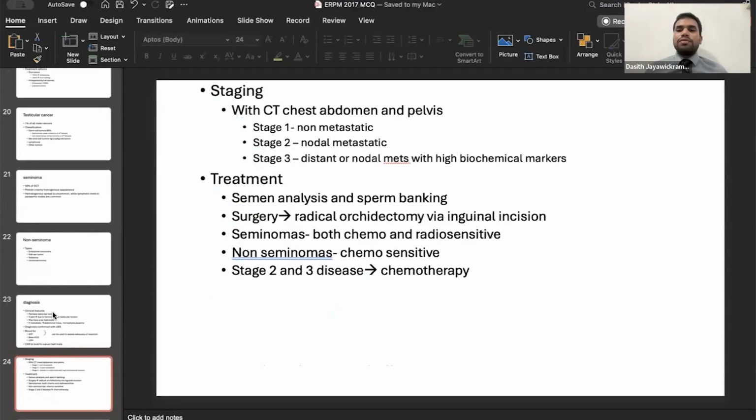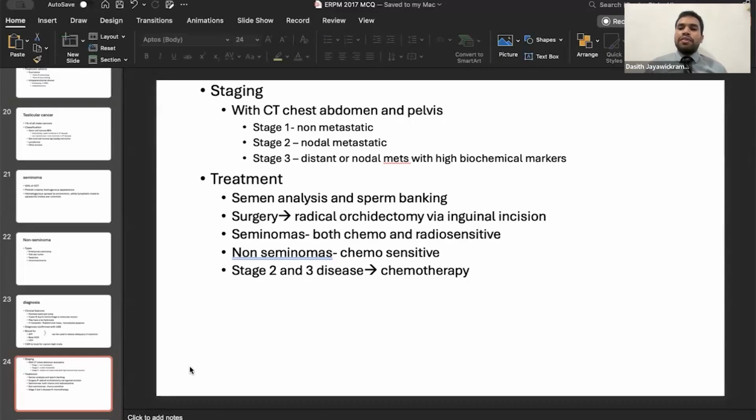Okay, and we stage these testicular tumors with a CT of the chest, abdomen, and pelvis. And we stage into 3 categories: stage 1, 2, and 3. Stage 1 is non-metastatic, stage 2 is lymphatic nodal metastasis, stage 3 is distant or nodal metastasis with elevated biochemical markers. Okay, so that's how you stage it, with contrast CT of the chest, abdomen, and pelvis.